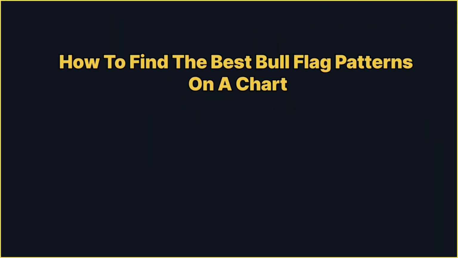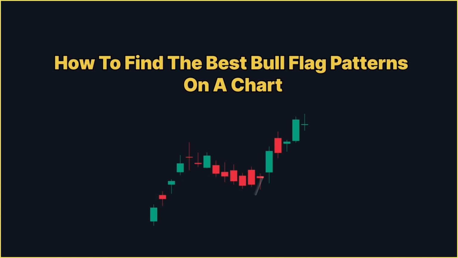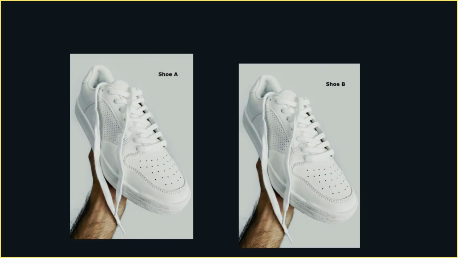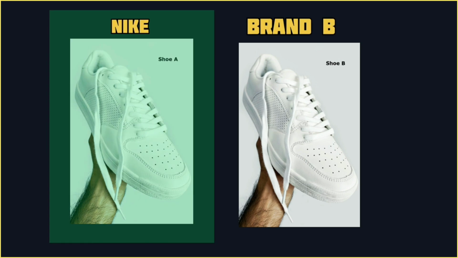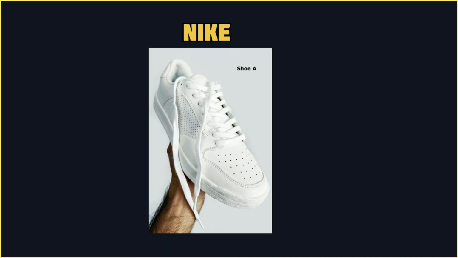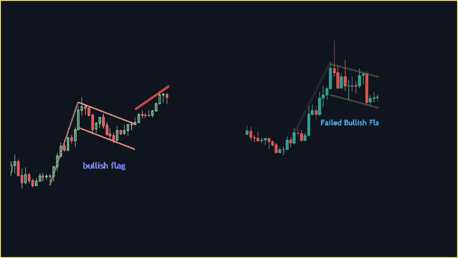You already know what it is and how it looks. It's a freaking popular chart pattern after all. Imagine I'm showing you 2 white shoes. What if I told you that Nike manufactured shoe A, while some unknown brand manufactured shoe B? You'd probably pick the shoe that Nike manufactured, because you know it's proven to be built to last and can go the long distance. It's the same for trying to look for a bull flag pattern.